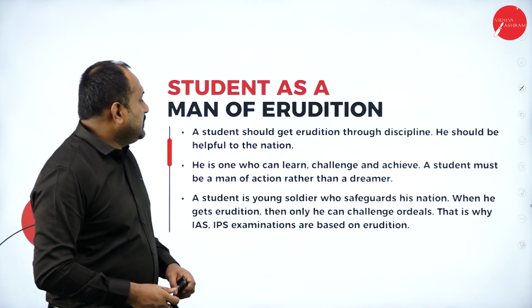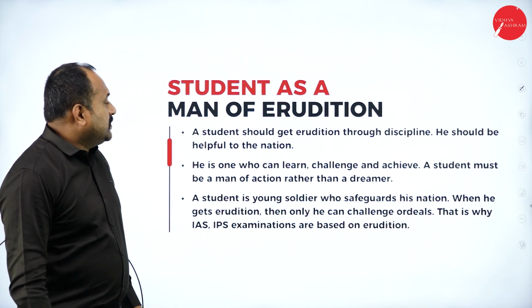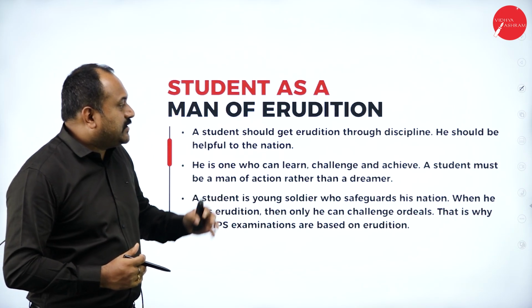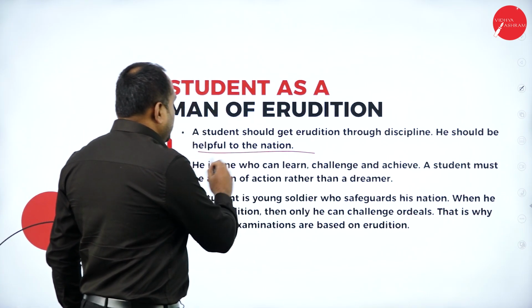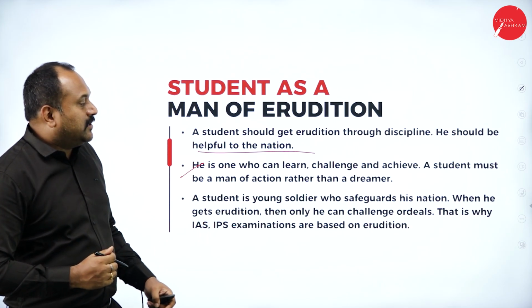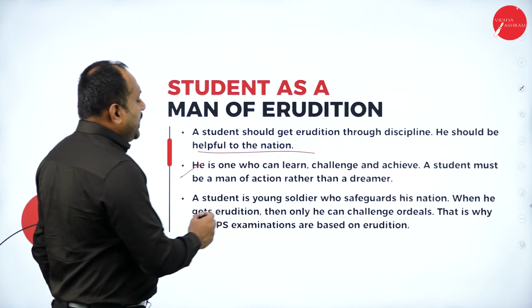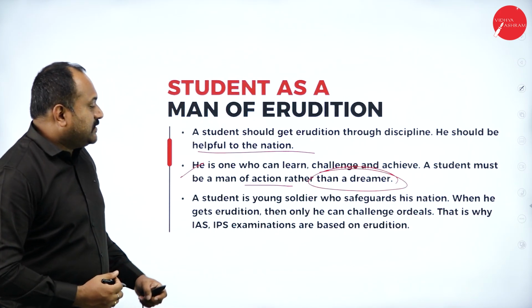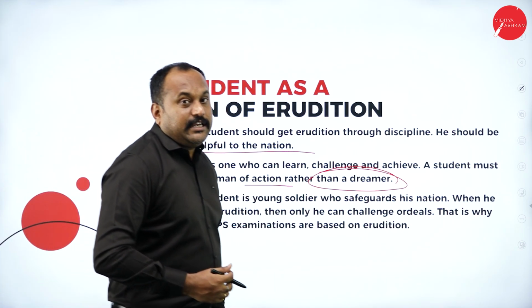Next, a student is a man of erudition. Now students should have a standard, right? They should get erudition through discipline. He should be helpful to the nation. He is one who can learn, challenge and achieve. A student must be a man of action rather than a dreamer. A student is a young soldier who safeguards his nation. That is what he should be.